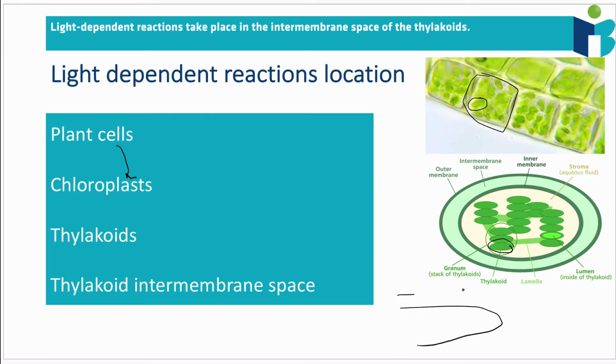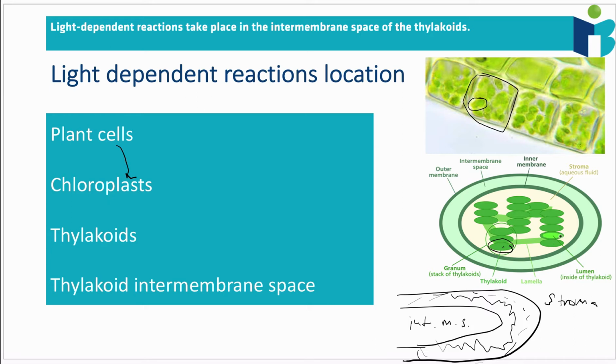So if I were to draw out a thylakoid like this, there's this thylakoid which is made up of membranes, so this is phospholipids all the way up here. And then we have the intermembrane space. I'm going to write intermembrane space, and that's happening in here. And then out here we have the stroma. The stroma is almost a cytoplasm of the chloroplast. That's how you can think of it. So we're talking about the intermembrane space within the thylakoid.